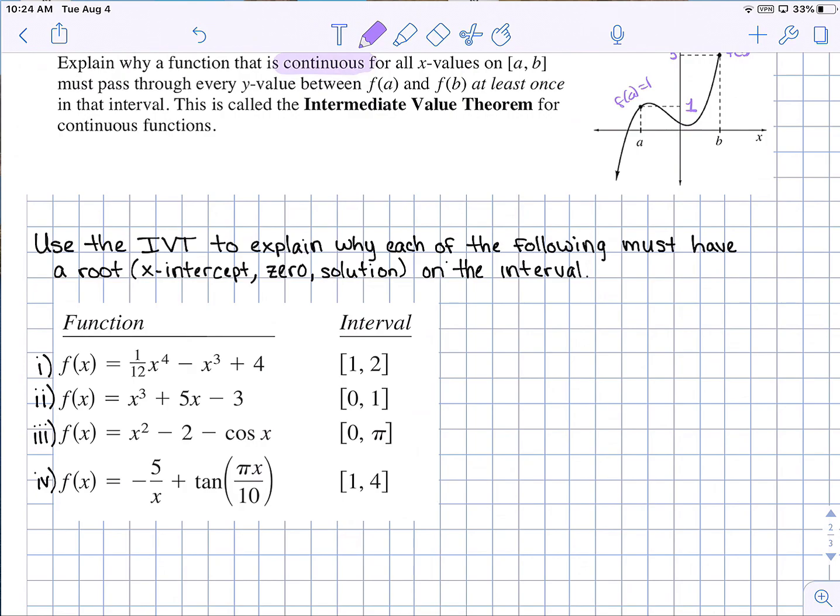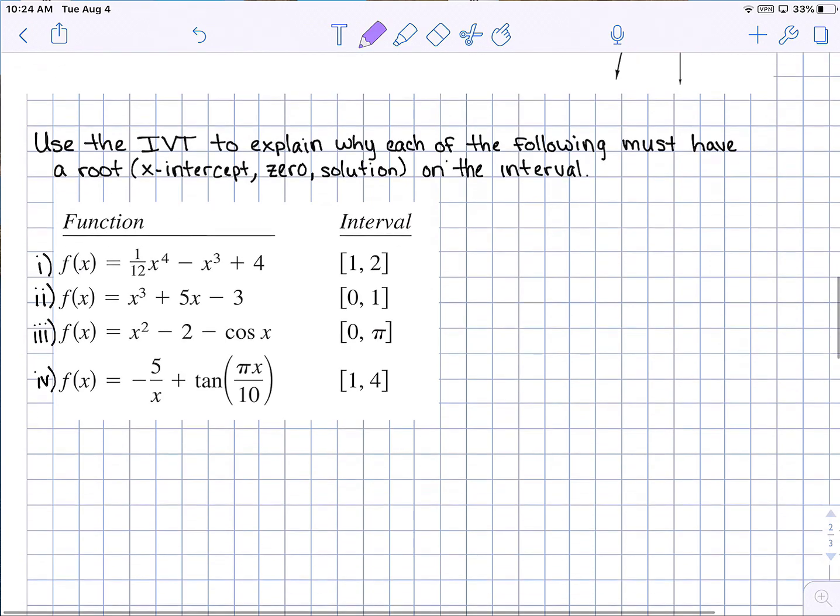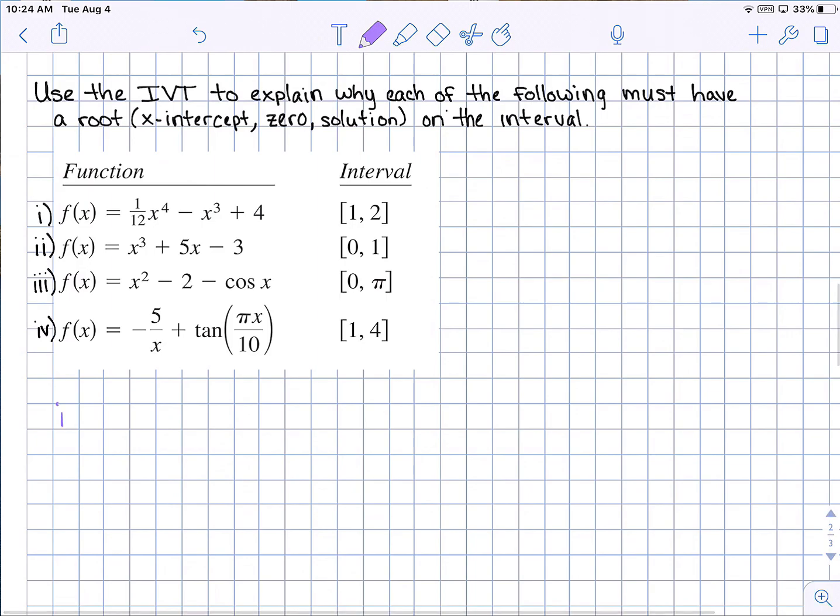So this one says, use the intermediate value theorem to explain why each of the following must have a root, or an x-intercept, or a zero, or solution, whatever you want to call it, on the interval. So if we look at 1, for example, we're going to use the intermediate value theorem. So 1 is this function, 1/12 x to the 4th minus x cubed plus 4. And we're saying why on the interval between 1 and 2 must this graph cross the x-axis? That's what we're trying to prove with the intermediate value theorem. Why can we say for sure this will cross the x-axis?